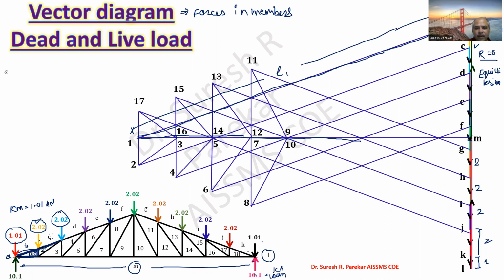What is the scale? 1 centimeter equals 1.01. That will give you the force in member B1, this member. Measure this M1 and multiply by 1.01 using that scale, and you will get the force in this member. Likewise, 2, 3 gives the force in this member.